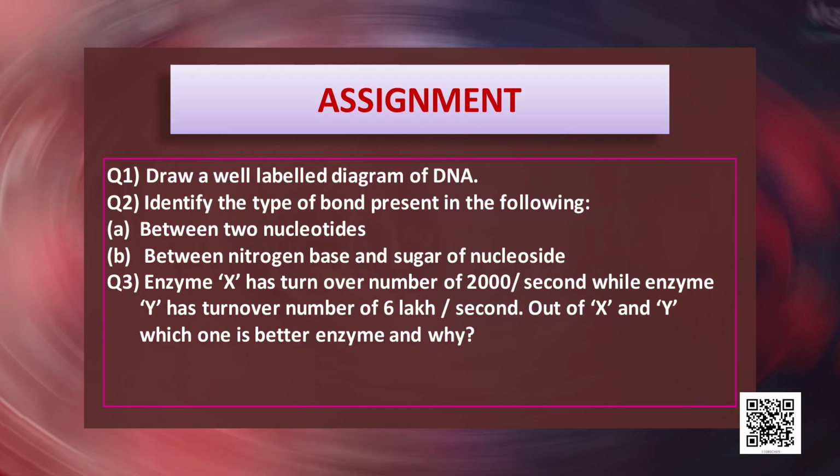Draw a well-labeled diagram of DNA. Identify the type of bond present in the following: between two nucleotides, between nitrogen base and sugar of nucleosides. If enzyme X has a turnover number of 2000 per second, while enzyme Y has a turnover number of 6 lakhs per second, which enzyme will you consider a better enzyme and why?